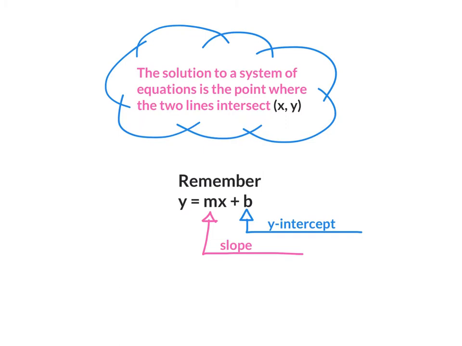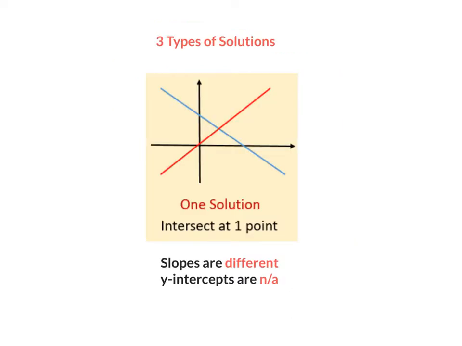The solution to a system of equations is the point where the two lines intersect, at x, y. Remember, y equals mx plus b, where m is the slope and b is the y-intercept. There are three types of solutions. The first one is one solution, where they intersect at one point. The slopes are different, and the y-intercepts are not applicable.